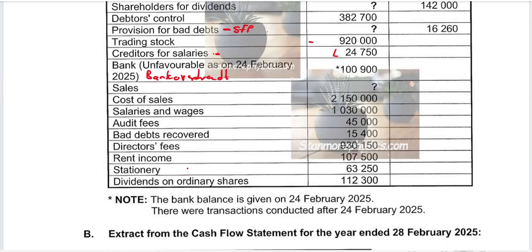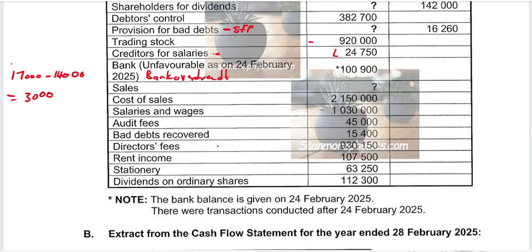Stationery, we know that stationery falls under what? Under inventory. Do you see? But we put the stationery under inventory if we open with 17,000 of stationery, and then during the year we use 14,000 stationery. The difference we're gonna put under inventory, and it will be 17,000 minus 14,000. It will be 3,000. We're gonna put this 3,000 under inventory. Do you get me? So yeah, dividends on ordinary share.